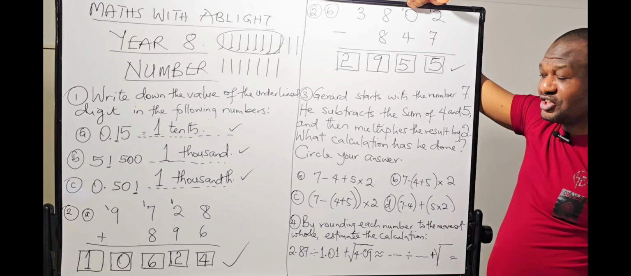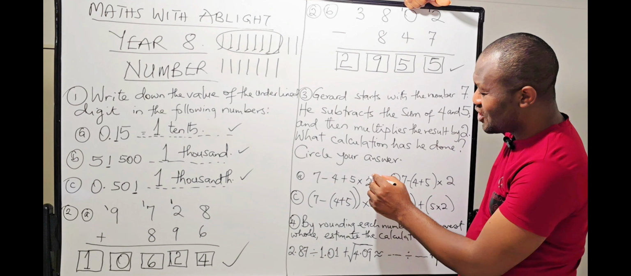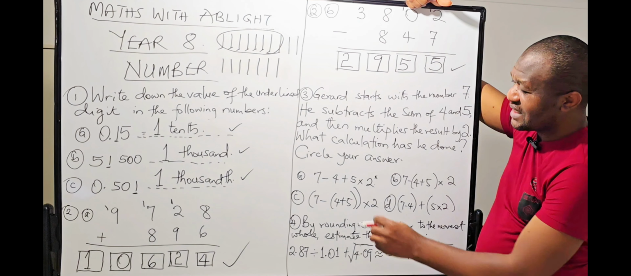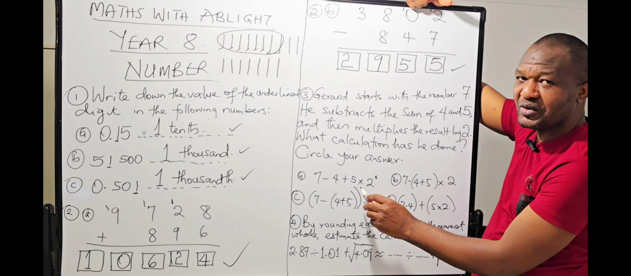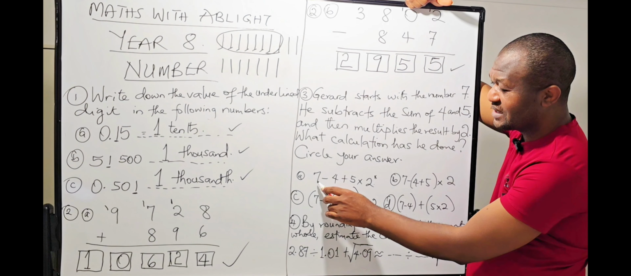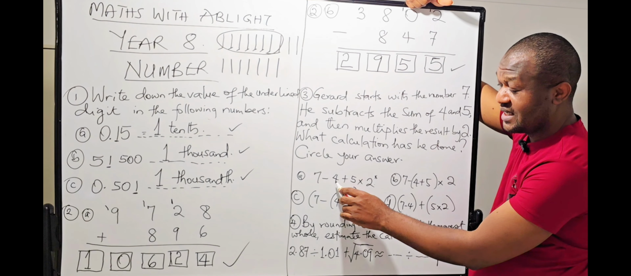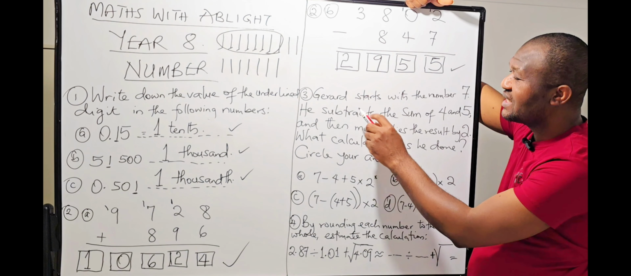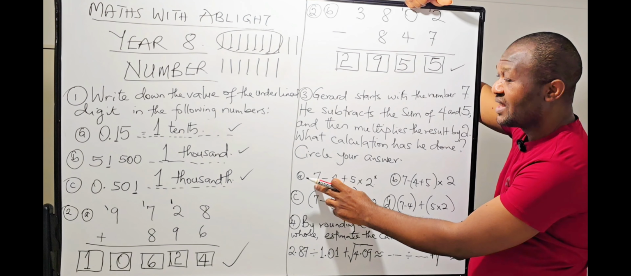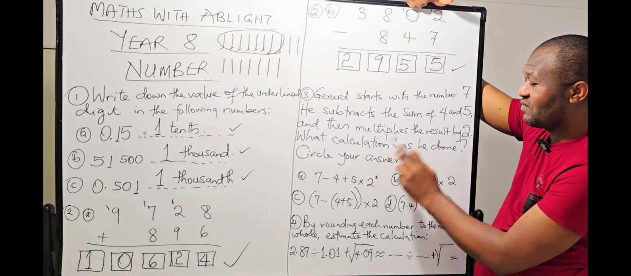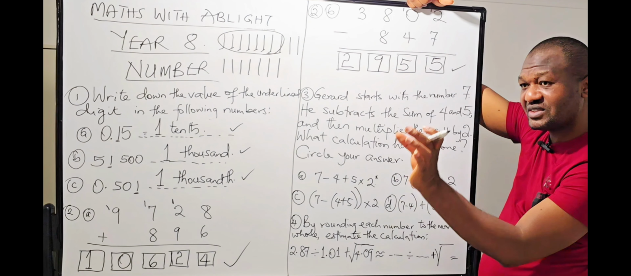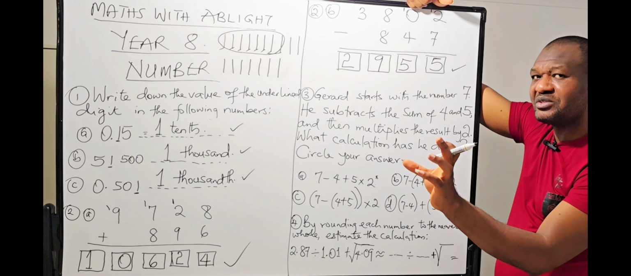Now we're going to analyze each of them. This cannot be, because it says 7 minus 4 plus 5. No. Easily you will just say 7 minus 4, 3, then plus 5. No. The question said he starts with 7, then he subtracts the sum of 4 and 5. We need to see this sum of 4 and 5 standing on their own in a separate bracket.